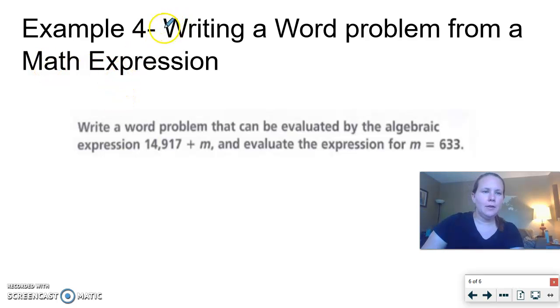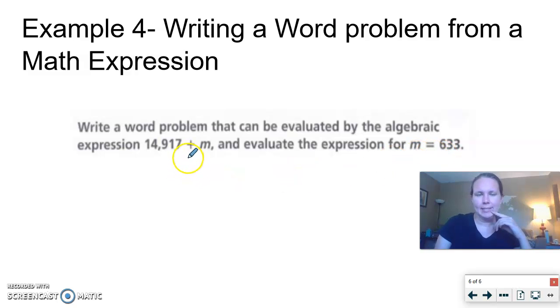So in here, example 4 is write a word problem from the math expression. So this is something that is going to be important, being able to understand how to take a math expression and come up with some sort of math problem. So it says write a word problem that can be evaluated by the algebraic expression 14,917 plus m, and evaluate the expression for m equals $633. So my mind went straight to money.